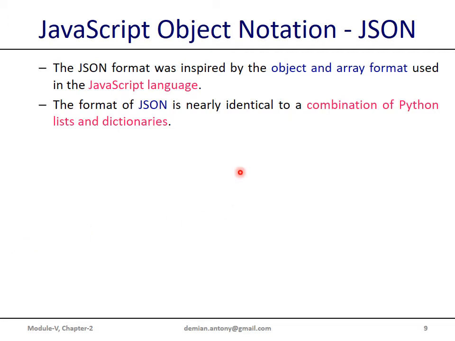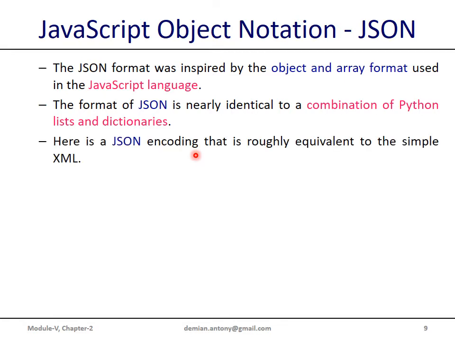JSON is another format which is derived from the object and array representation used in the JavaScript language. And the format of JSON is very similar to Python lists and dictionaries.